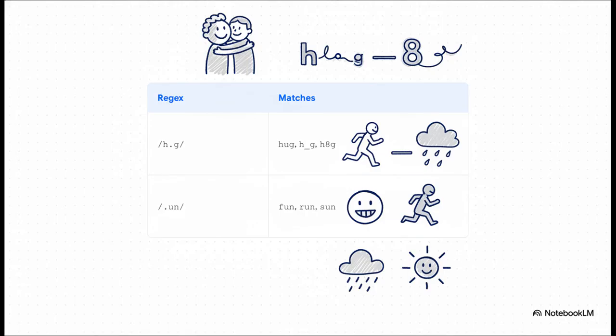So, let's see how this actually works. A pattern like /h.g/ will match hug, h_g, and even h8g. That dot in the middle just means, hey, any character here will do. Same with /.un/, it'll find fun, run, or sun. See what's happening? We're not just searching for words anymore, we're actually matching patterns.